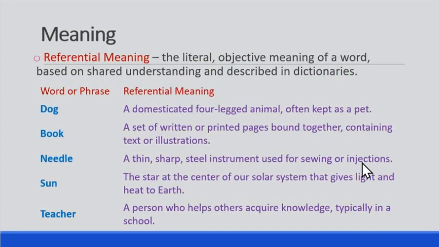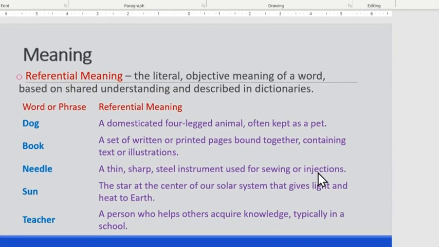Okay, for example, the referential meaning means the literal meaning or the objective meaning of a word, based on sheer understanding and described in the dictionary. Okay, for example, words or phrases. You see the word dog, the referential meaning according to the dictionary. You can see the definitions in the dictionary.